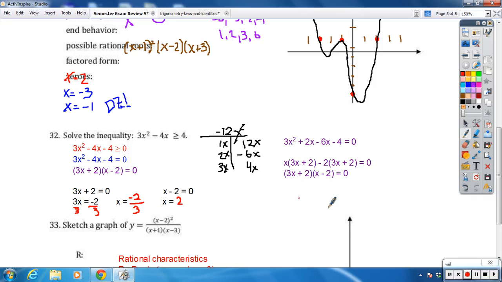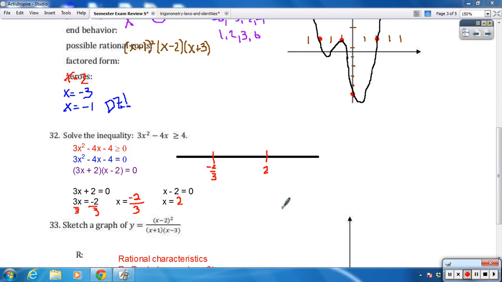Alright, so now I'm going to set up a number line to help me determine which side of these zeros the rest of my solutions are going to be on. On this number line, I'm going to mark where my two solutions are, and I'm going to put a nice closed circle because I know I can equal those two values. But I don't know, are the rest of my answers in between the two numbers, or are they on the outside of those two numbers?